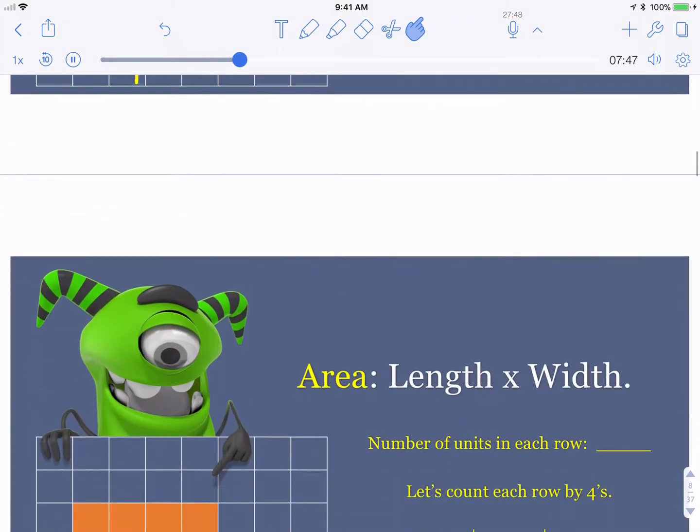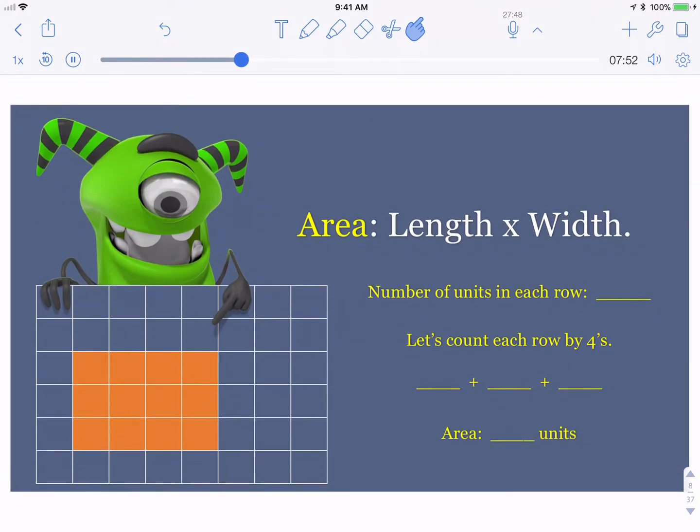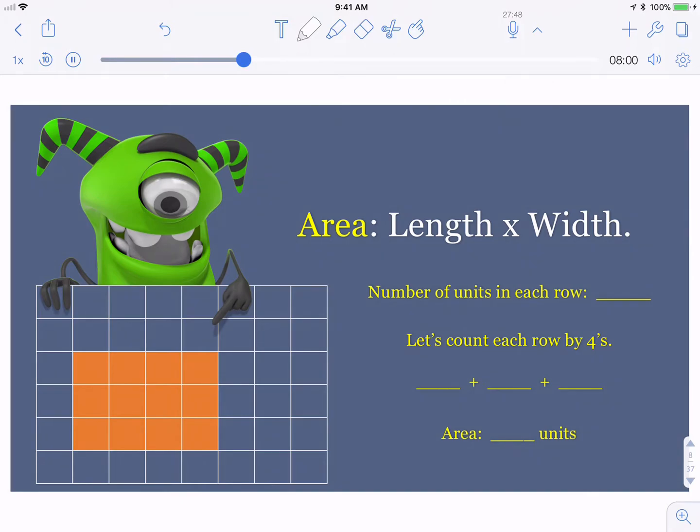Now let's look at area. The area is length times width. So let's start by looking at the number of units in each row. 1, 2, 3, 4. I have 4 units in each row. Let's count each row by 4s. So we have one row of 4 plus another row of 4 plus another row of 4. So 4, 8, 12.